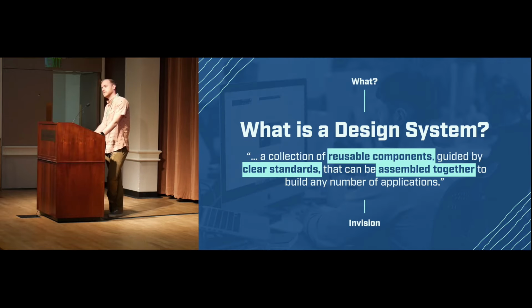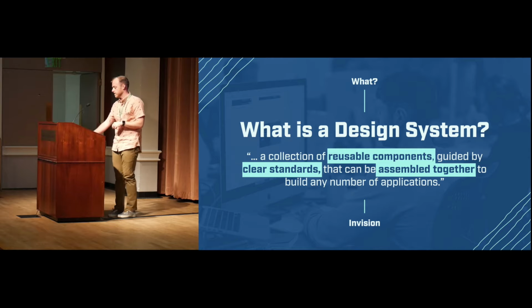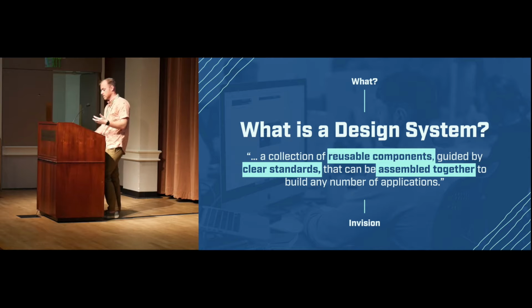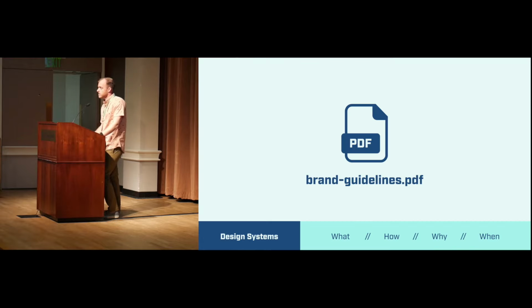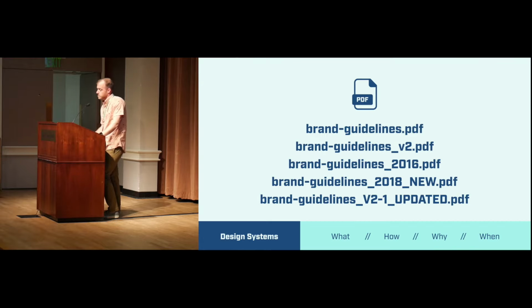So, in conclusion, we've talked about what design systems are. They're the collection of reusable assets that are guided by clear standards that can be used to build any sort of application, whether it's digital or analog. And if you have this file on your computer, or any of these files on your computer like I do, we need to talk.